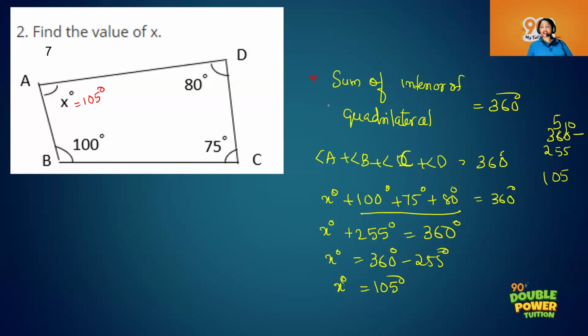You must be thorough with the statement. Sum of the interior angle of a triangle is 180. Sum of the interior angle of a quadrilateral is 360 degrees. It's clear?